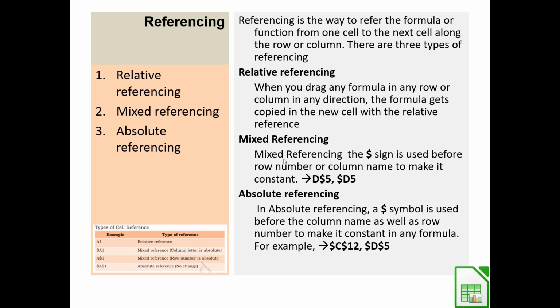And mixed reference: you have to remember the dollar symbol here. The dollar sign is used before the row number or column name to make it a constant. We have to take it as a constant to make a mixed reference. And the last topic is absolute reference. In absolute referencing, a dollar symbol is used before the column name as well as the row number to make it a constant in the formula. For example, you observe here $C and $12. It means C column and 12th row, and $D and $5.